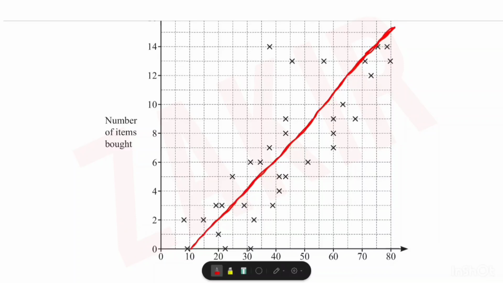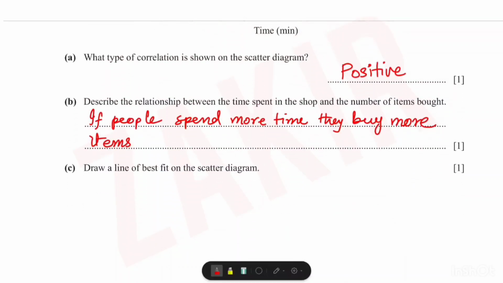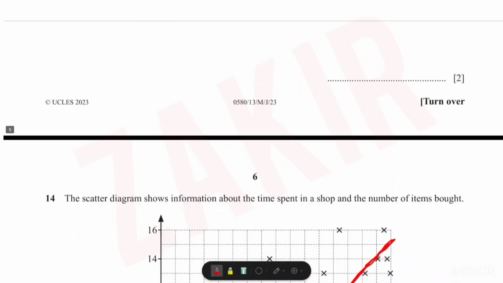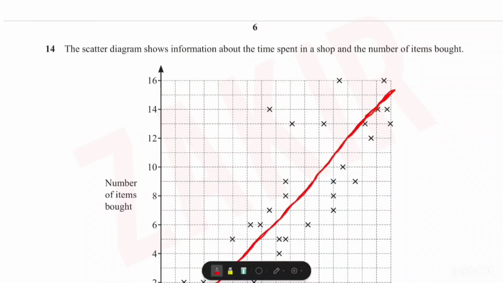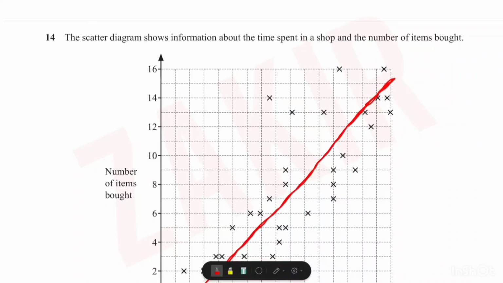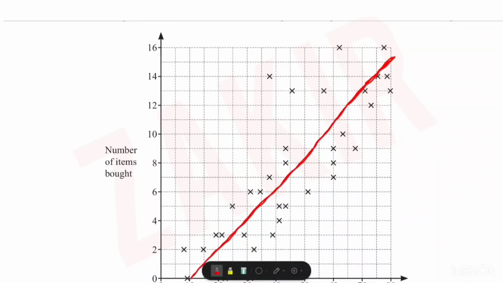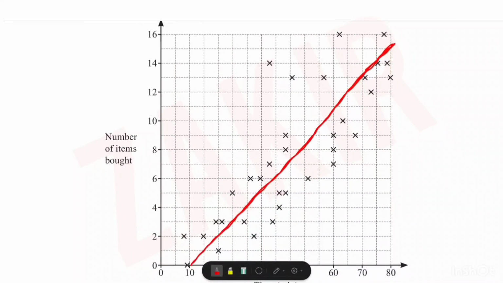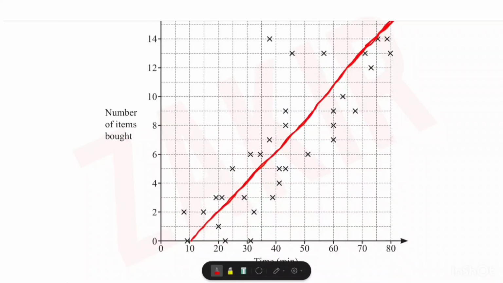I hope you will understand and enjoy this mathematical concept and new topic. It is scatter diagram from paper 0580 QP 13 May June 2023.